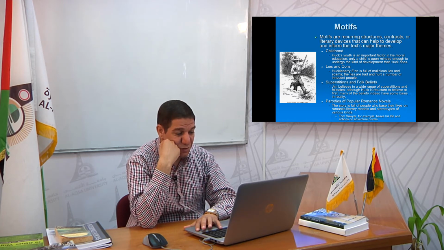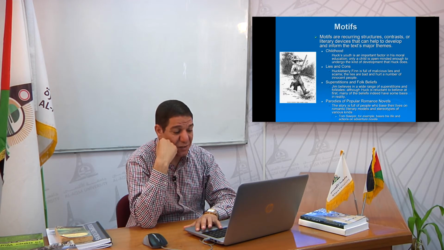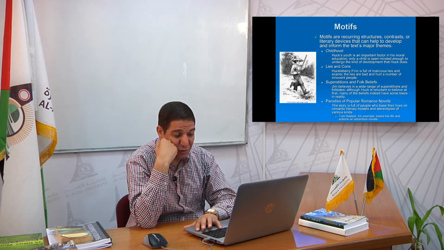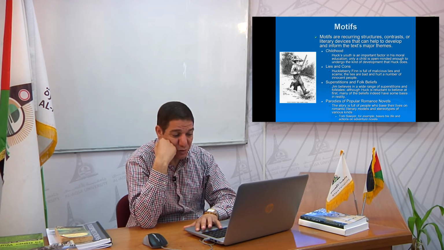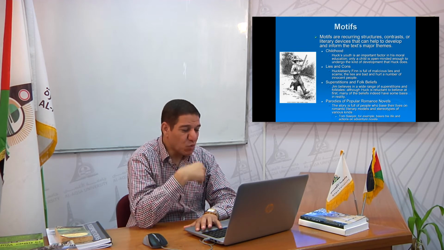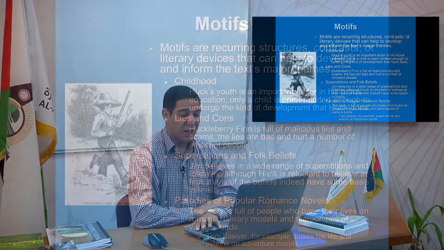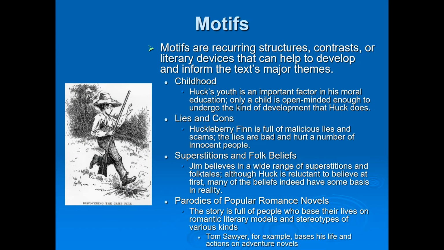Lies and cons. Huckleberry Finn is full of malicious lies and scams. The lies are bad and hurt a number of innocent people. Yeah, because he's a child, yeah? Superstitions and folk beliefs. Jim believes in a wide range of superstitions and folk tales. Although Huck is reluctant to believe at first, many of the beliefs indeed have some basis in reality.